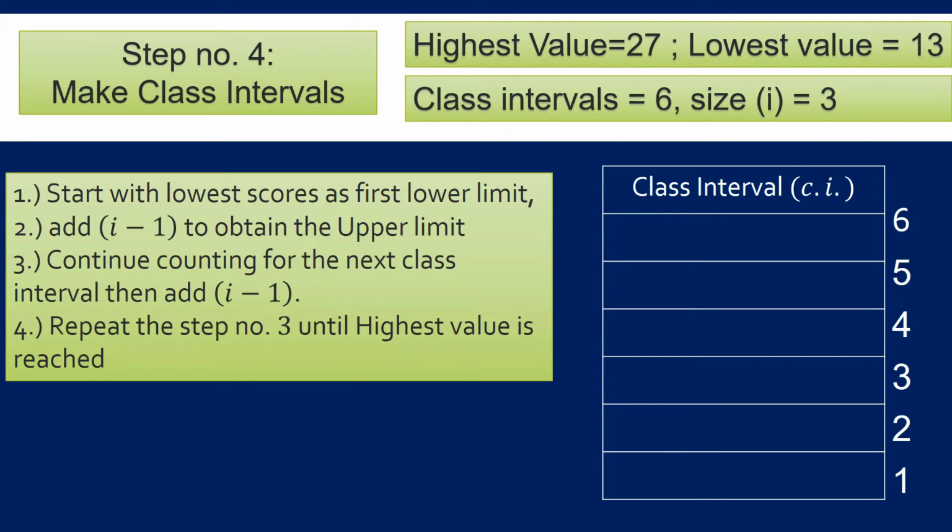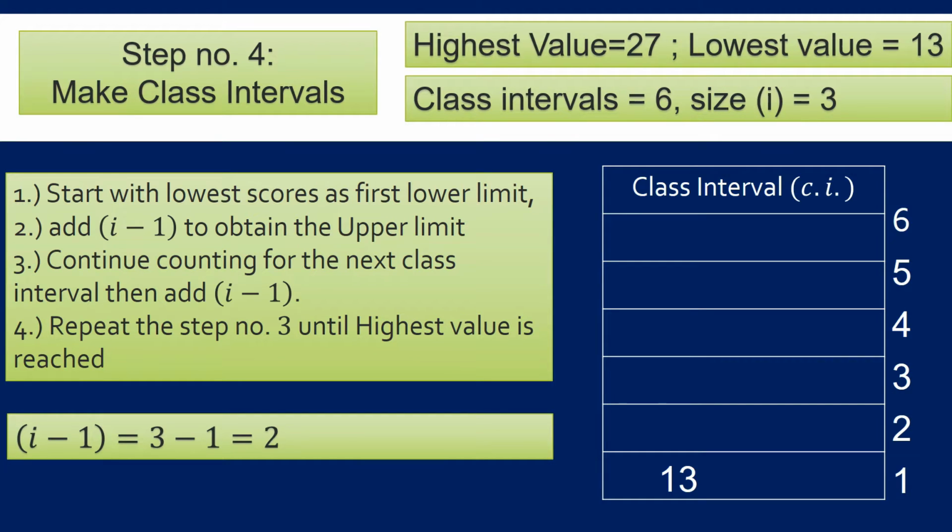Number 1, start with the lowest score as the first lower limit. And the lowest value or the lowest score that we have is 13. So that's why I have there 13. Step number 2, we are going to add I minus 1 to obtain the upper limit. The value of our I is 3. That is why we have here I minus 1, where I is replaced by 3, subtracted by 1. So I have here 2. It means this 13 will be added by 2 to get the upper limit. So 13 plus 2, I have here 15.